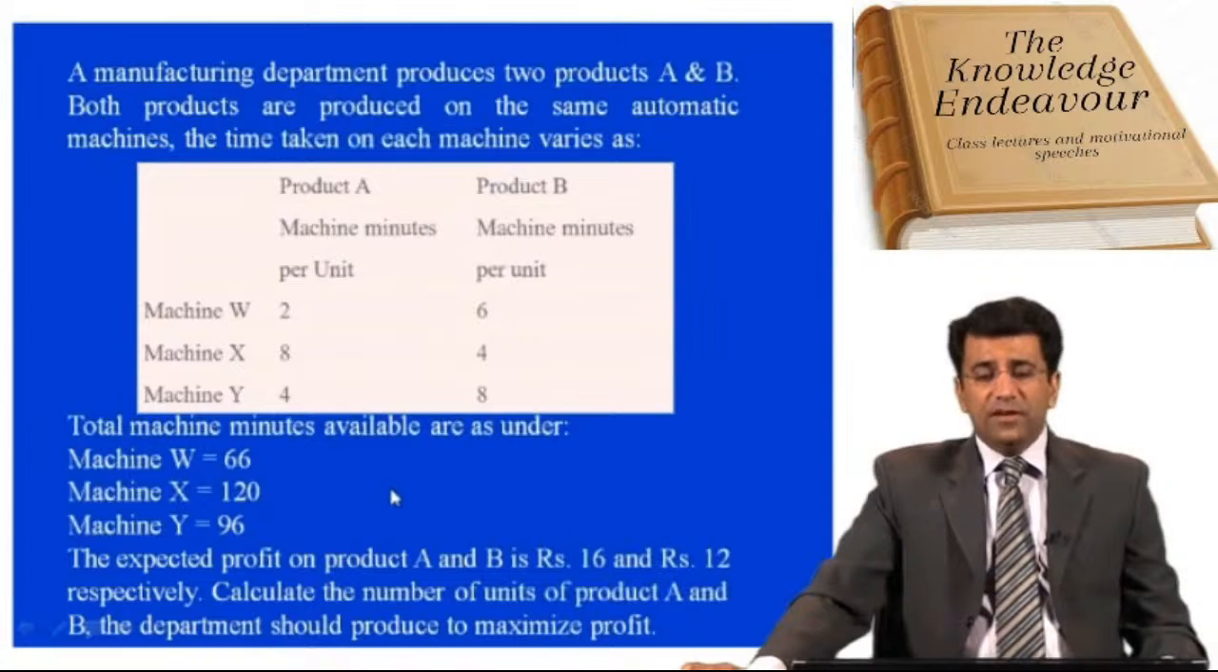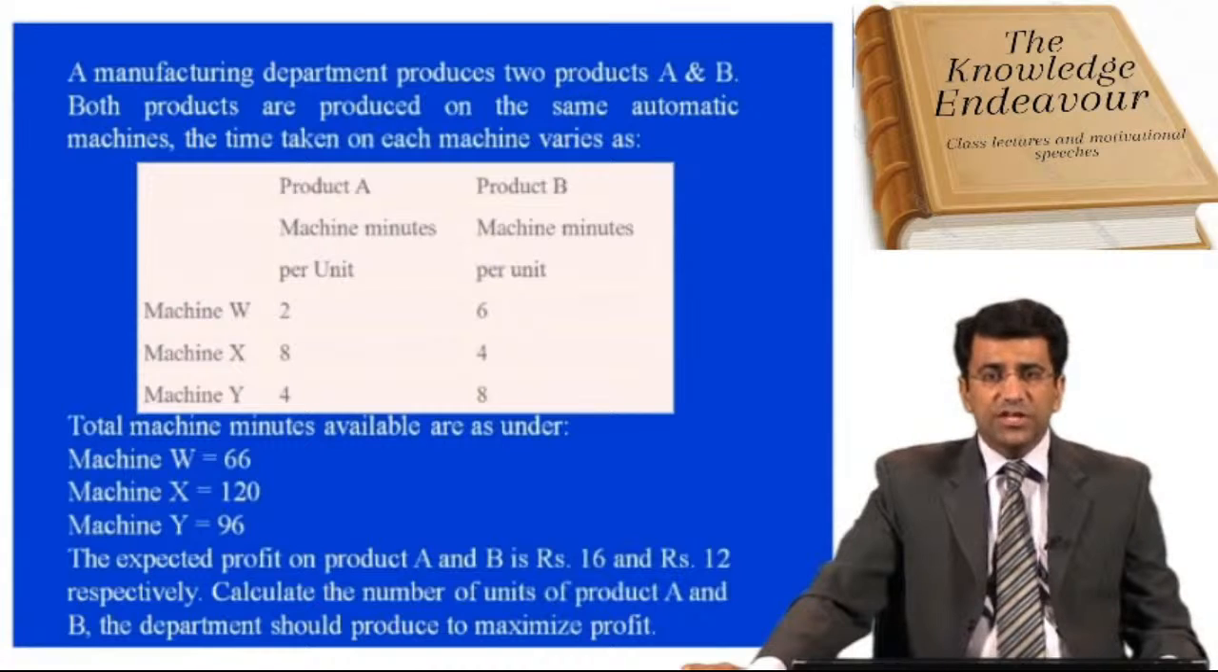Okay class, we have discussed different examples in which there were only two constraints. Now let's take another example in which there are more than two constraints, that is three constraints. Let's consider a very similar example: a manufacturing department produces two products A and B. Both products are produced on the same automatic machines. The time taken on each machine varies as shown by this table.